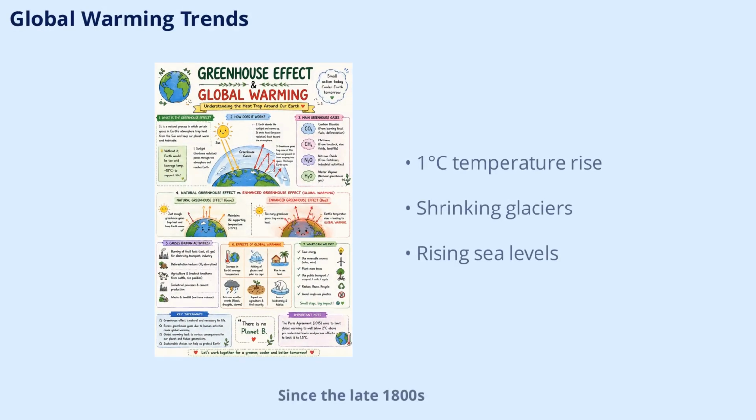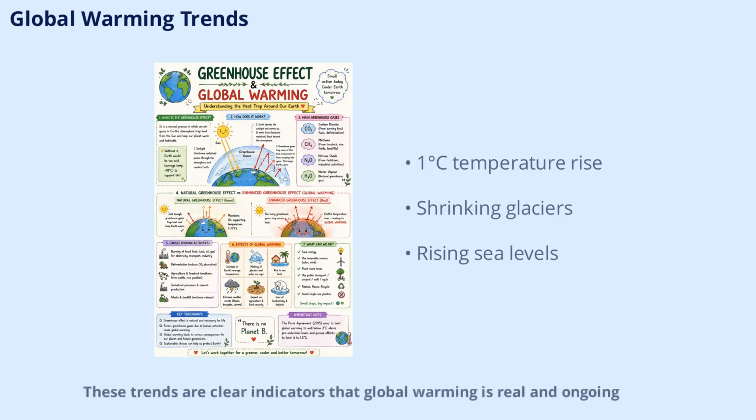Since the late 1800s, the Earth's average surface temperature has risen by about 1 degree C. Each decade since the 1980s has been warmer than the one before. This warming is evident not only in temperature readings, but also in shrinking glaciers, rising sea levels, and changes in weather patterns. These trends are clear indicators that global warming is real and ongoing.